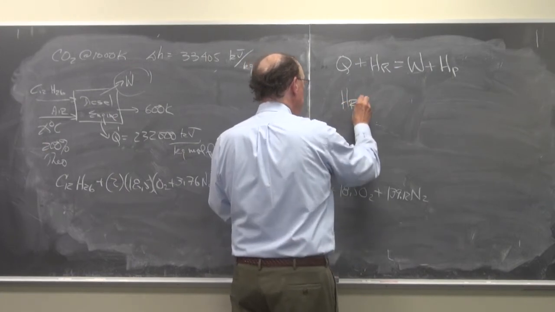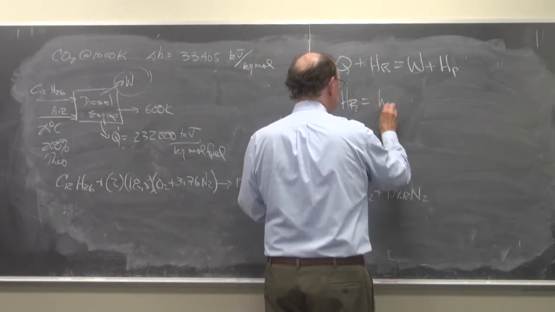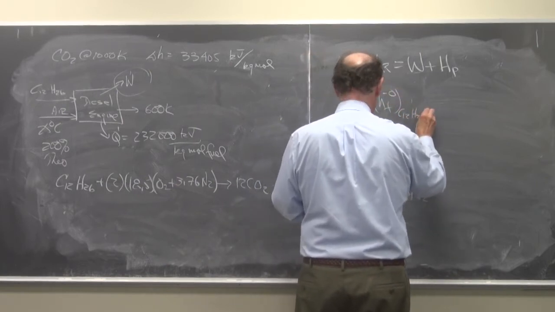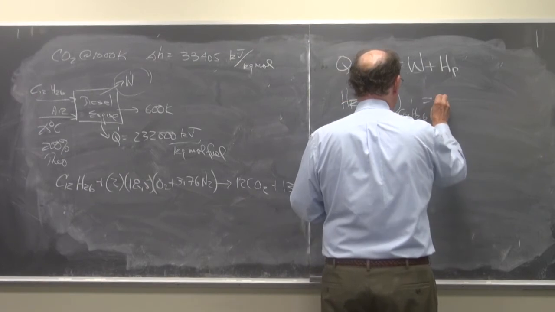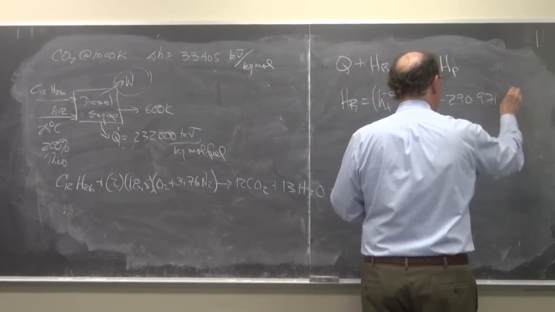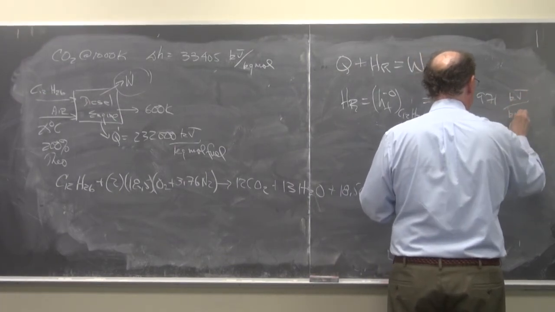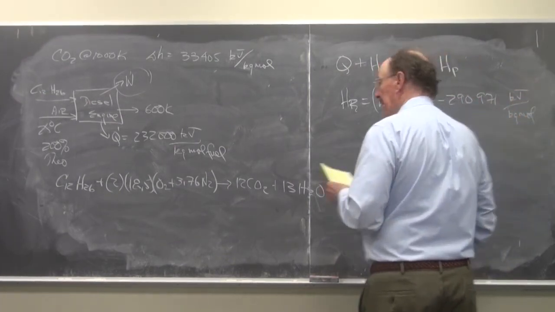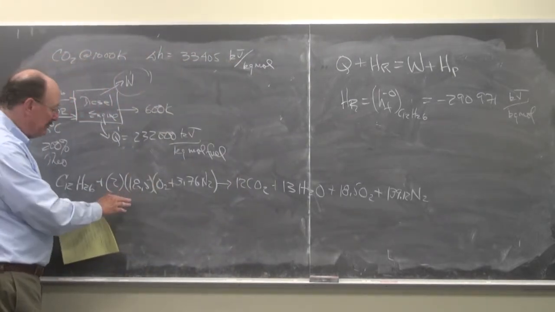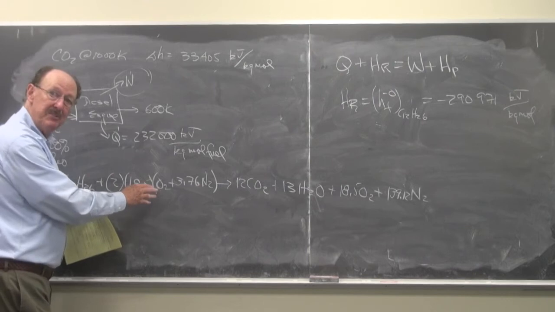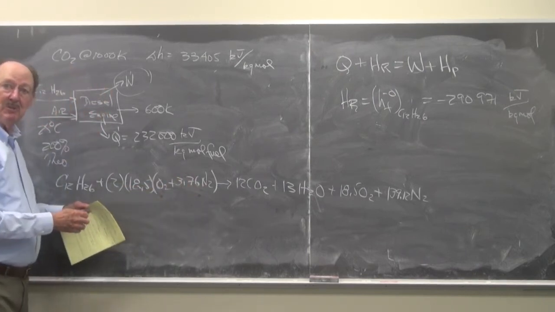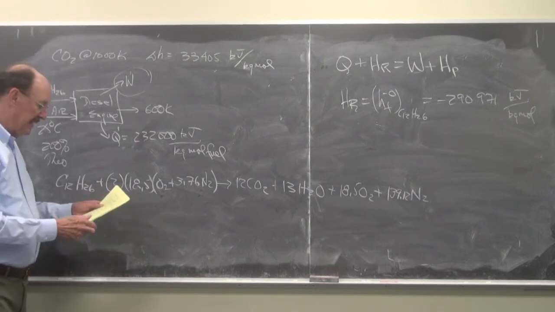So H sub R is equal to H sub F bar 0 of the dodecane, C12H26, and it's equal to minus 290,971 kilojoules per kilogram mole. If I look here, because it's at 25 degrees C, the enthalpy of elements at 25 degrees C is 0. So the 0 here is 0. There's no energy contribution, no enthalpy contribution from the elements.